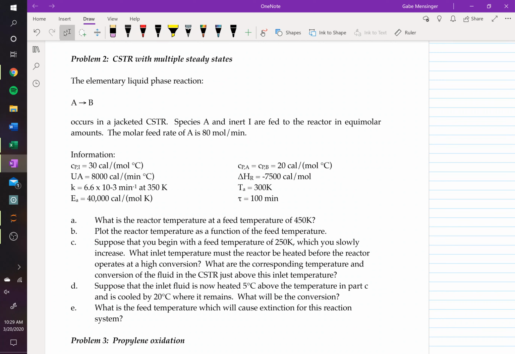All right, the elementary liquid phase reaction A goes to B occurs in a jacketed CSTR. Species A and inert I are fed to the reactor in equimolar amounts. The molar feed rate of A, 80 moles per minute, that's FA naught, given all this information. So, part A, what is the reactor temperature at a feed temperature of 450 Kelvin?